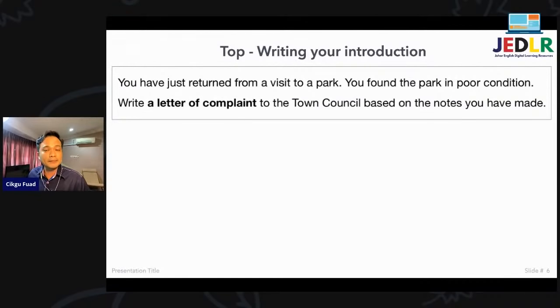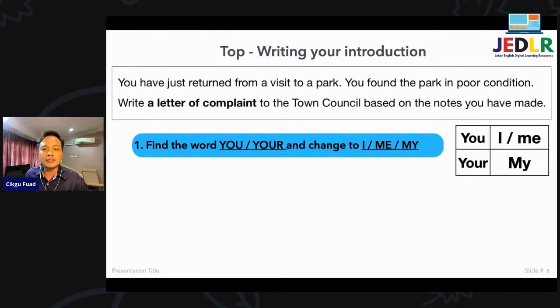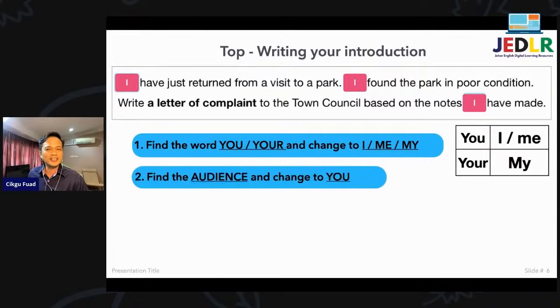There are a few steps for you to write your introduction. The first step is, firstly, you need to find the word you or your and change it into I, me, or mine. Now let us find the word you here. Can we try to find it? There are three yous here. The first one is you have, another one is you found, and the last one is you have made. Now we change to I. So we have: I have just written, I found the park and I have made. Is it enough? Well, not yet.